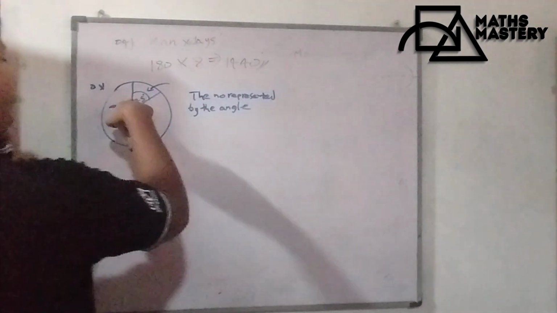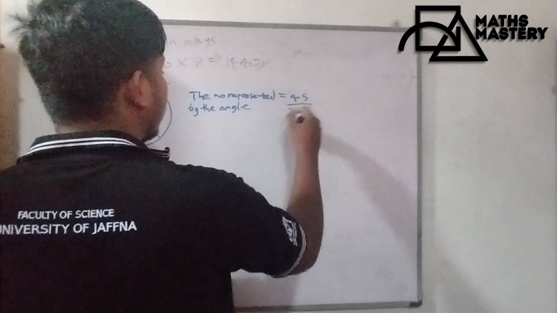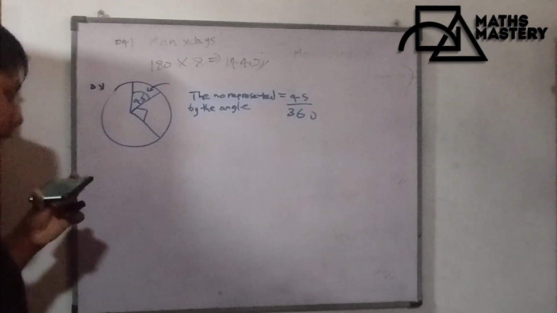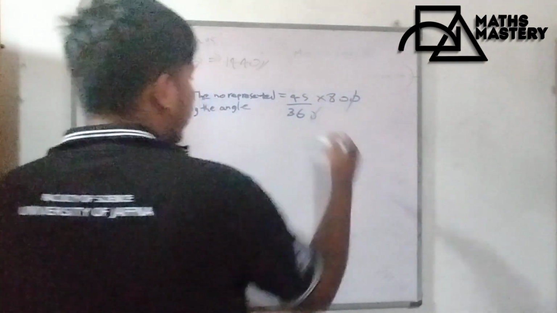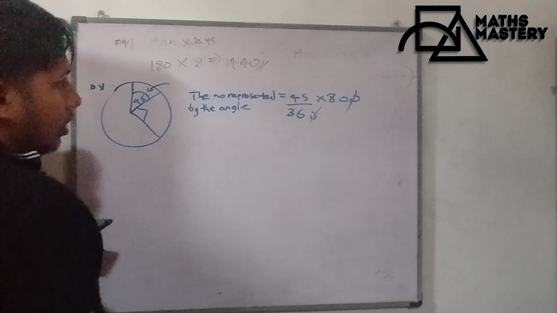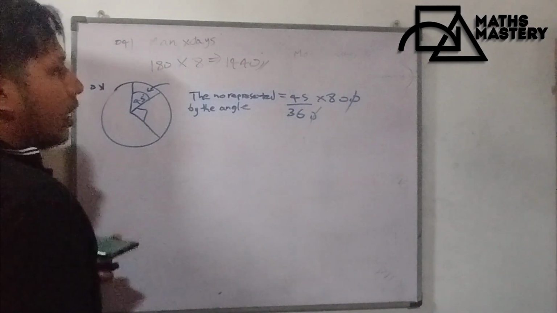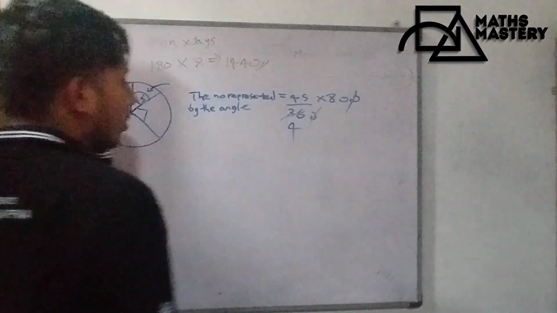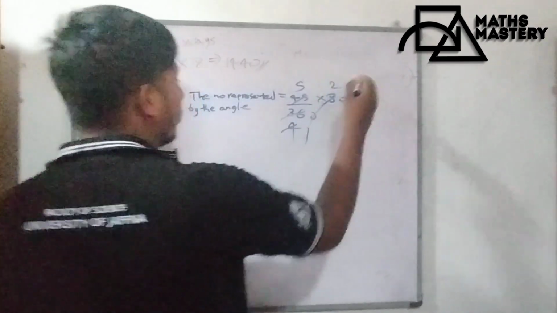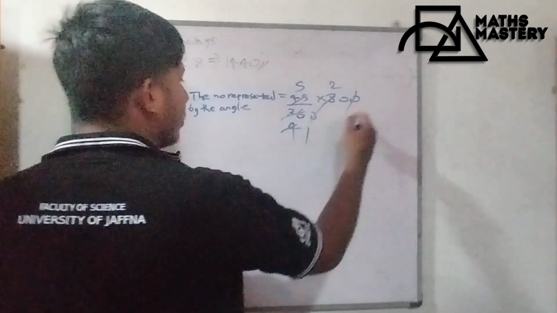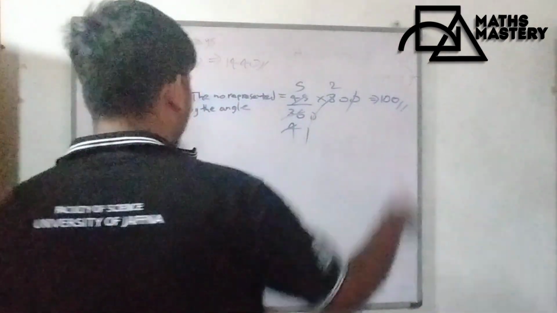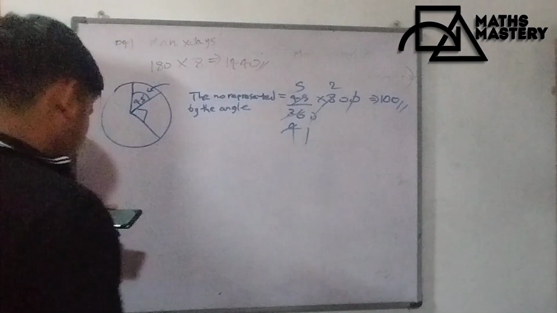So the angle here is 45 divided by 360. The total angle is 360, and 360 is represented by 800. So the zeros cancel. After the zeros cancel, you can cut 45 and 36 by 9. 9 times 4 is 36, and 9 times 5 is 45. So 4 times 1 is 4, 4 times 2 is 8. So 5 times 2 is 10, and there's another 0. So the answer is 100. So the number represented by the angle is 100. Okay. Now let's go to the next question.